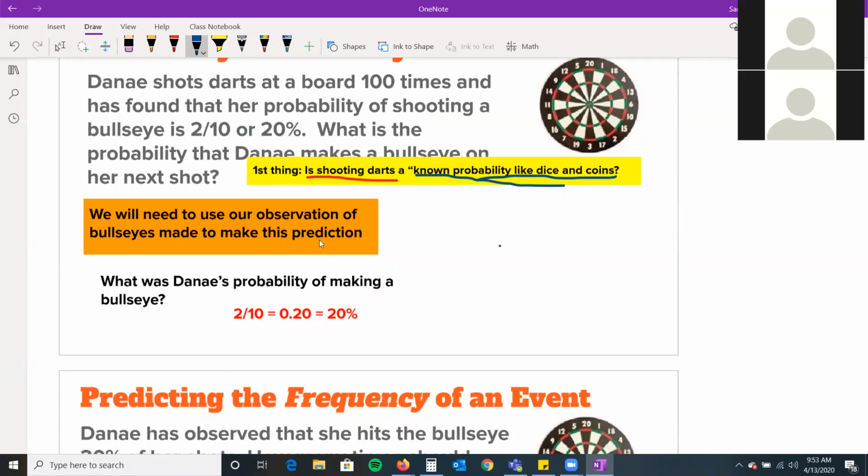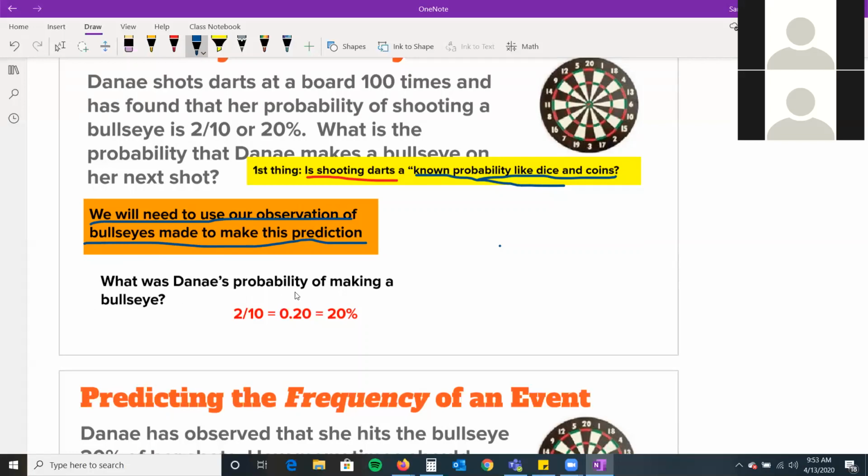All right. Exactly, guys. Even though there's a certain number of squares and things, it's subjective, right? If she's really bad at darts, she might not ever get a bullseye. Or if you have got a pro dart player and they're hitting bullseyes every time, they're gonna have a different probability than something like dice or coins, where it's calculated. All right, so we will need to use our observation of bullseyes to make this prediction.